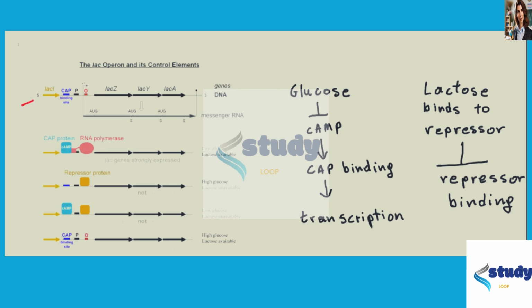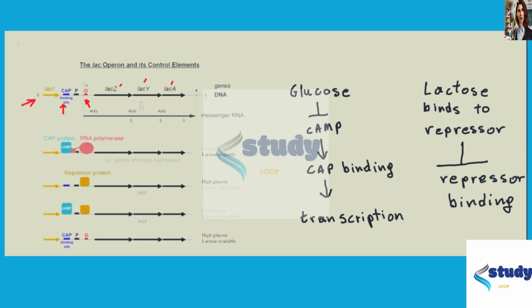Up top, we have the lac operon, which is basically the genes LAC-Z, LAC-Y, and LAC-A. Those are genes that make enzymes that can break down lactose. The operon also has a CAP binding site, which acts as a promoter and binds the CAP protein, and it has an operator site to which the repressor binds, which represses the production of the enzymes that consume lactose.